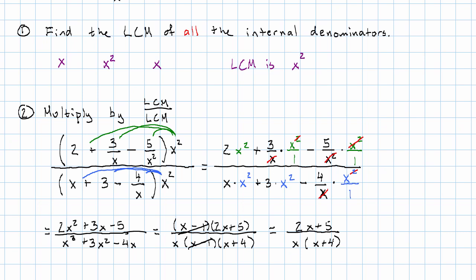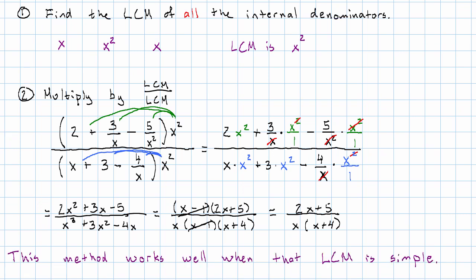Now, this method works really well in examples like this one, where our internal denominators have an easy-to-find least common multiple. In the next video, we'll see an example in which neither method is easy, and talk about how we select which method to use.